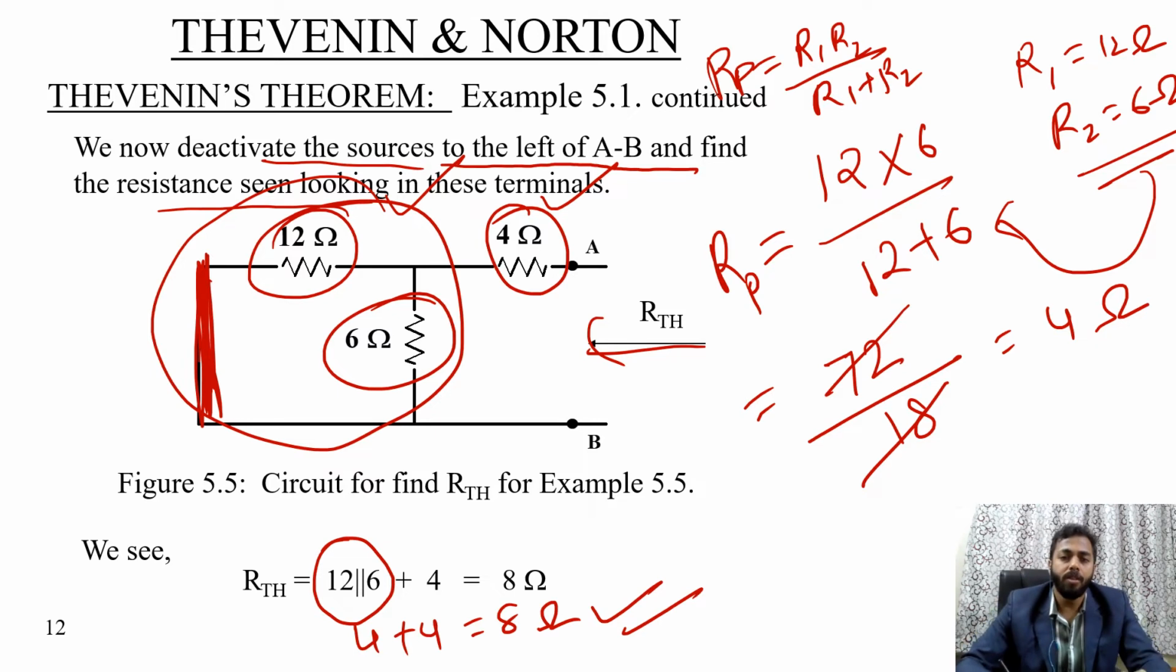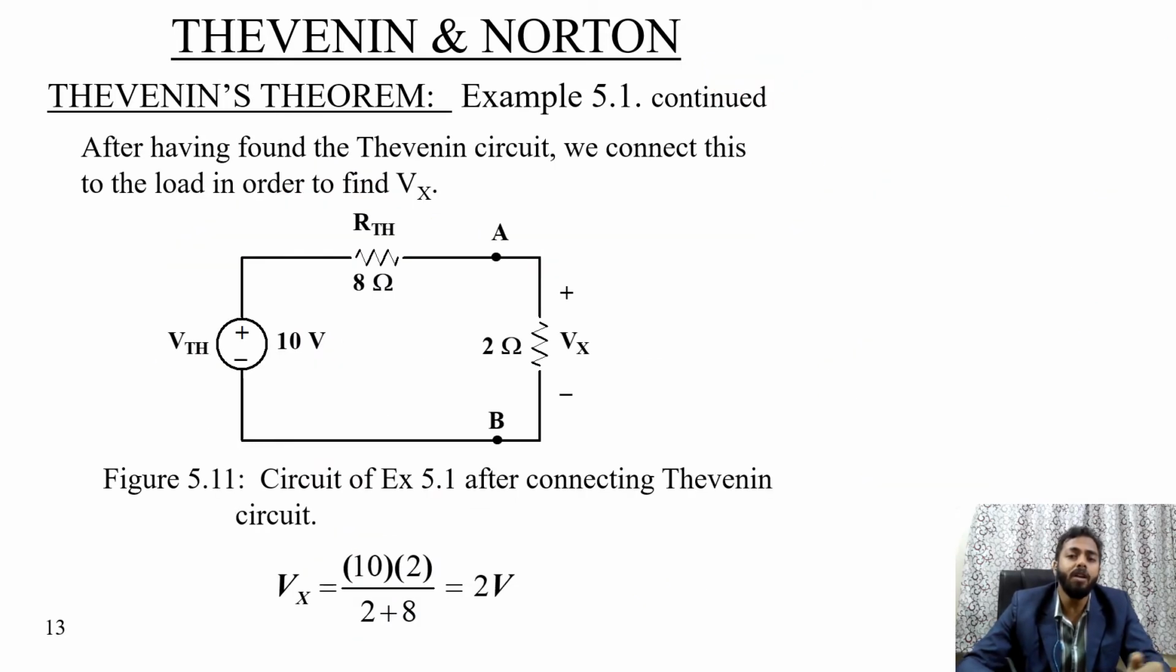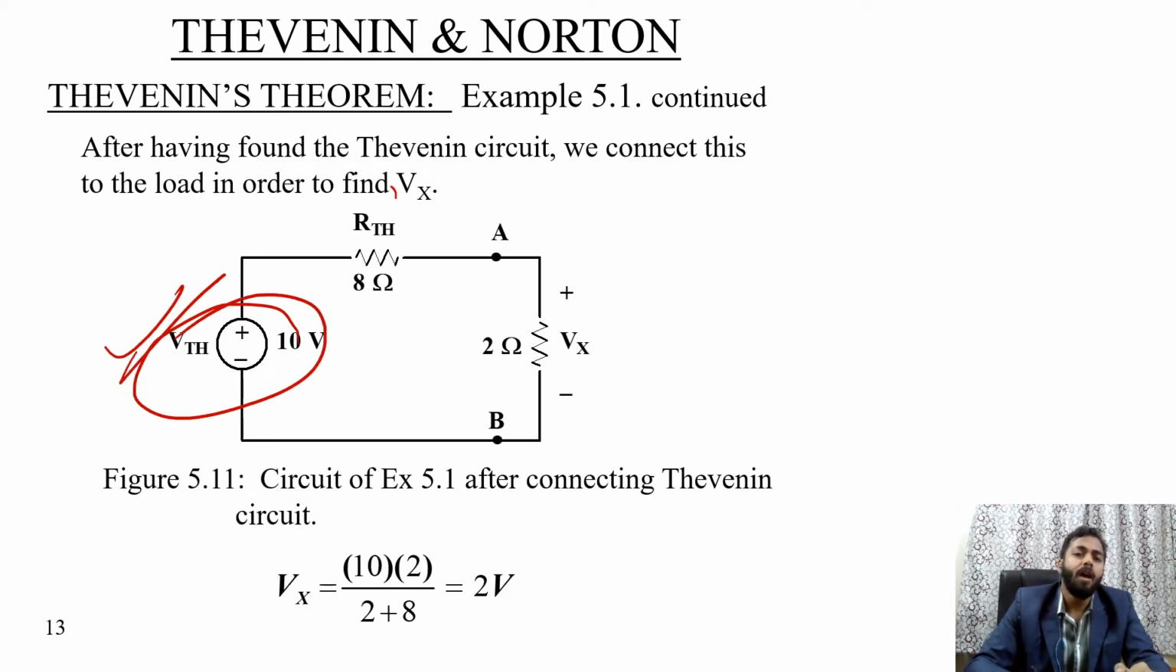What resistance is this? It is the Thevenin's resistance. So we can connect this Thevenin's resistance with the Thevenin's voltage that we calculated earlier. This is the Thevenin's voltage we calculated earlier, that was 10 volt, and Thevenin's resistance is 8 ohm, and these two are connected in series.